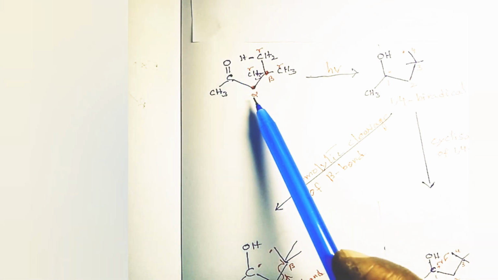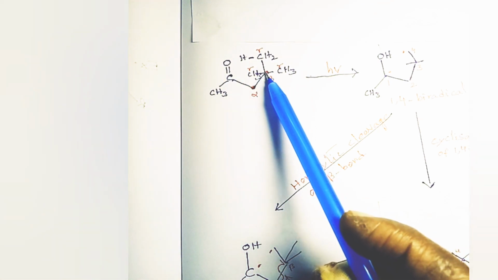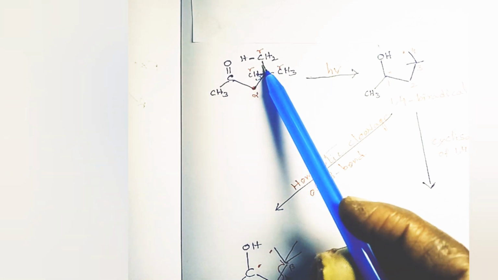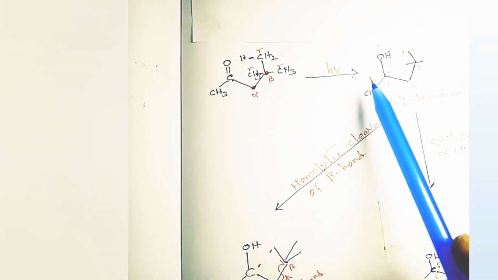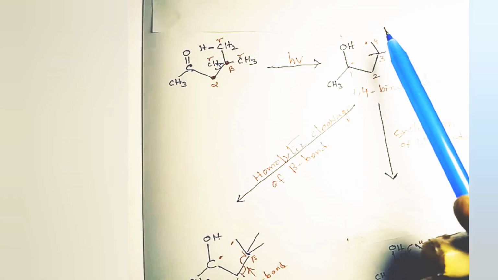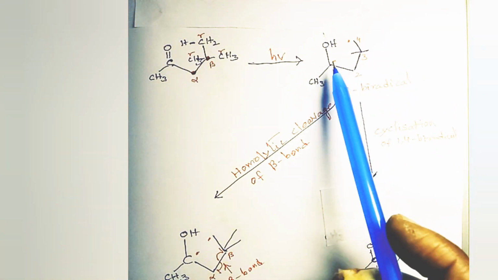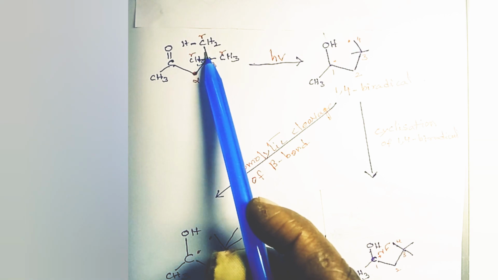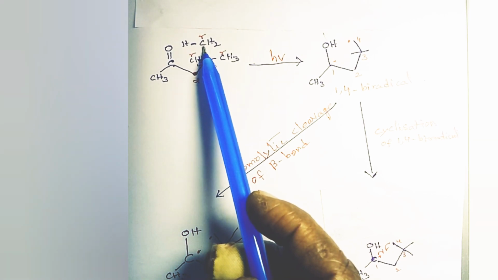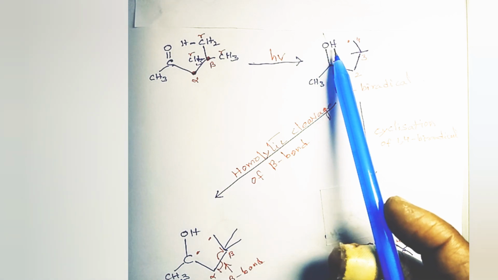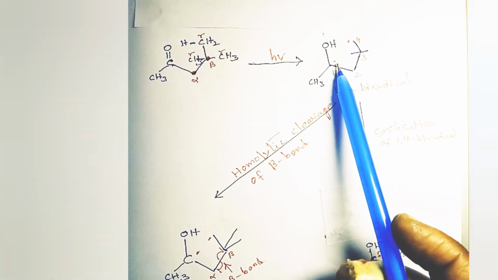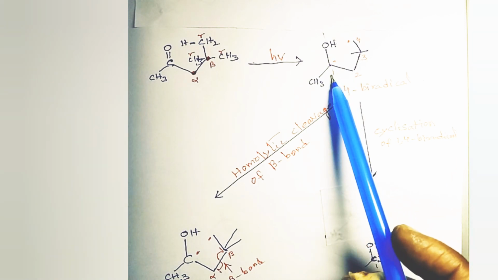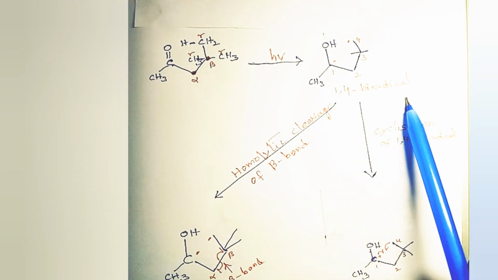CH3, C double bond O, CH2, C, CH3, CH3, CH2, H, that is CH3. Upon irradiation, it undergoes gamma hydrogen abstraction from this gamma carbon to form OH here. As a result, one radical is formed on the gamma carbon and another radical is formed on the carbonyl carbon. So as a result, we get a 1,4 biradical.